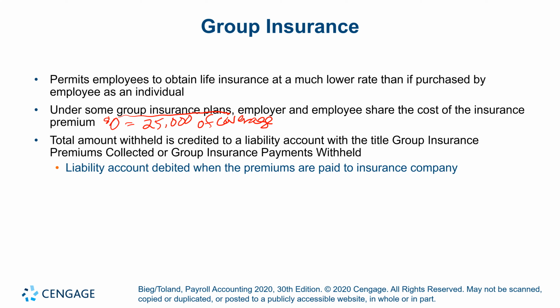But if we wanted more than 25,000 of coverage, because again, this is life insurance, right? If we wanted more than $25,000 of coverage, we had to pay the additional cost on top of that. So total amount withheld is credited to a liability account with the title group insurance premiums collected or group insurance payments withheld. The liability account is debited when the premiums are paid, right? Because then we would debit the liability, credit cash type deal.